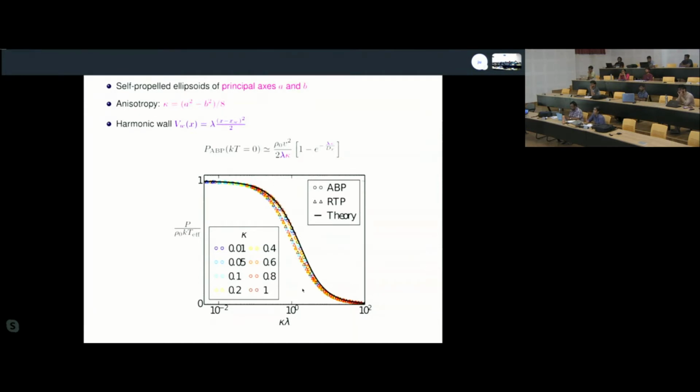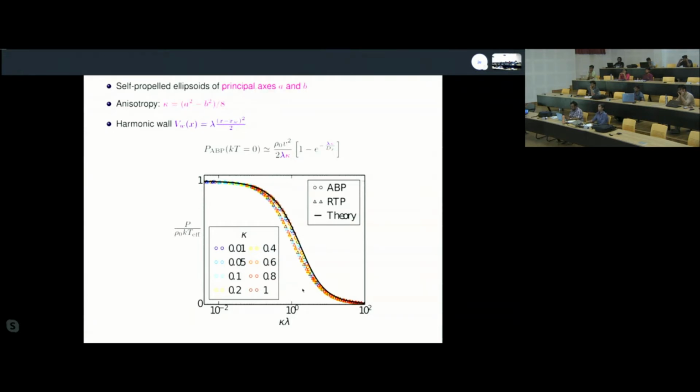You find that P is rho naught v squared divided by 2 lambda kappa, where lambda is the stiffness of the potential, kappa is the anisotropy of the particle, times 1 minus exponential of minus lambda kappa over Dr. So here what's important is to know two things. If you send kappa to 0, you expand the exponential, the dependency on kappa and on lambda drops out, and you find that P is simply rho v squared over 2 Dr. So you're back with this rho KTF that I was talking about.